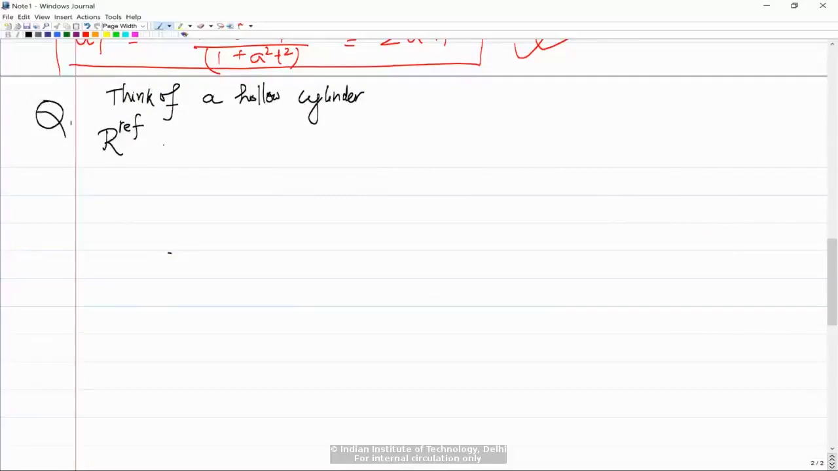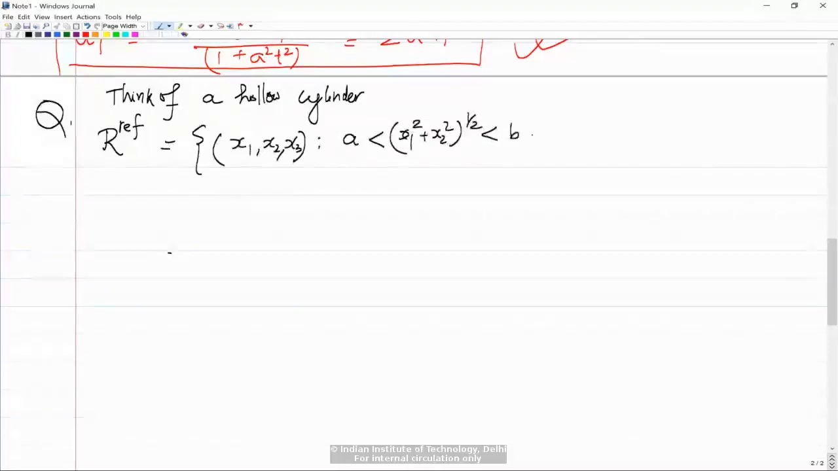So in the reference configuration, the region occupied by this is given by this mathematical representation. So I'll say it's all the coordinates x1, x2, x3 such that a less than (x1 square plus x2 square) to the power half less than b, comma 0 less than x3 less than l. This is a mathematical way to write this and say that the inner and outer radius are a and b and the length is l.